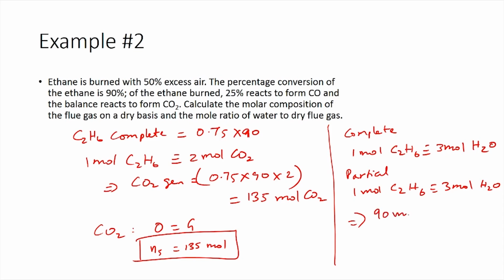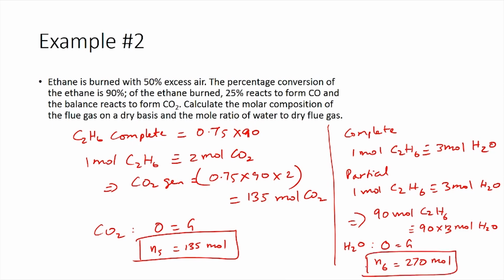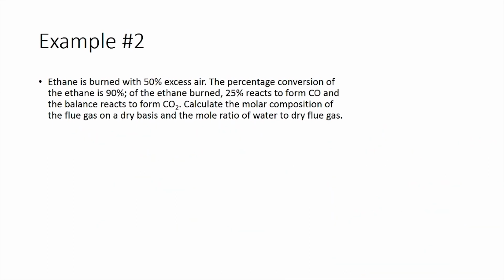We know that 90 moles of ethane is consumed, which would produce 90 times 3 moles of water vapor. So, again the water balance would be output equals generation, giving output as N6 equals 270 moles. With this we have calculated the number of moles of most of the components. We still need to calculate the number of moles of nitrogen and oxygen.